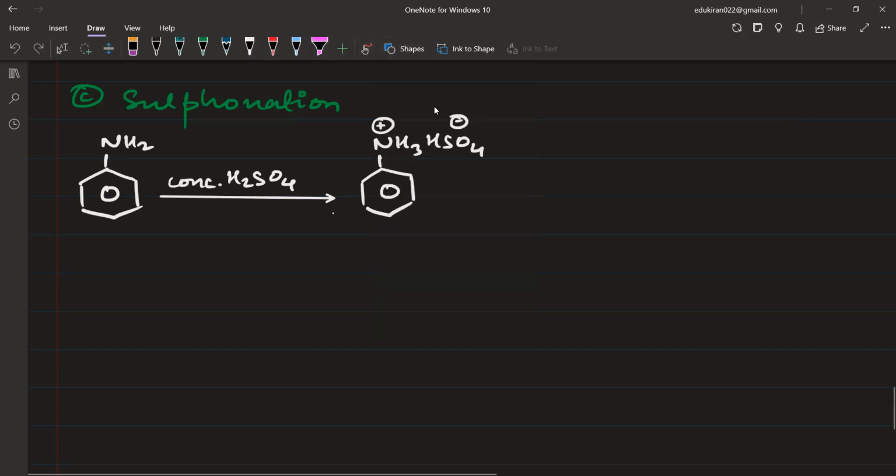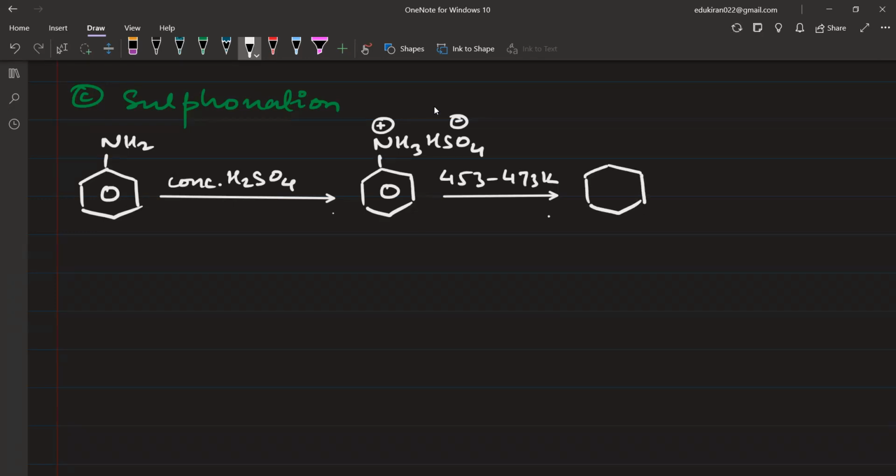But when you heat it up, around 453 to 473 kelvins, what happens? Water gets removed from here, and you get the benzene ring like this, NH2 and SO3H. Okay, you get the SO3H. Now here, this is known as sulfanilic acid.